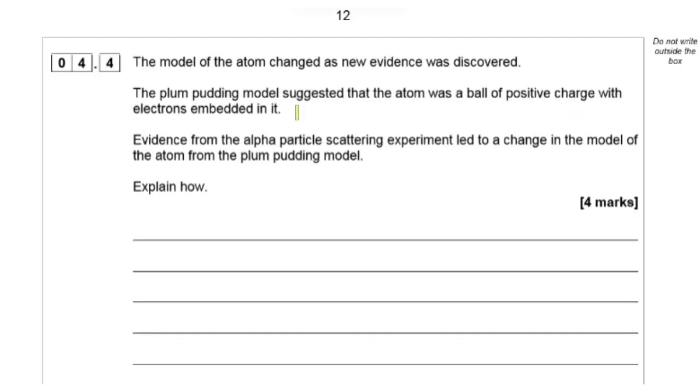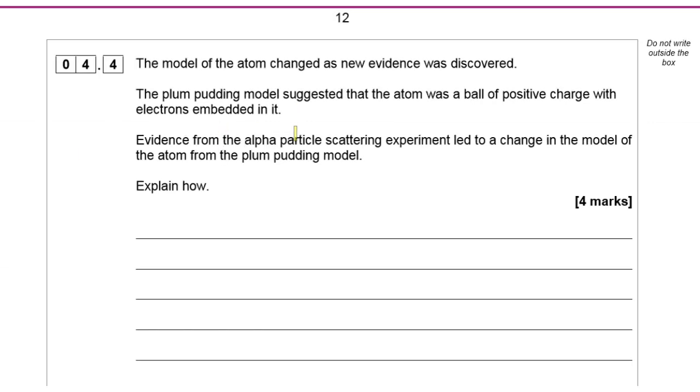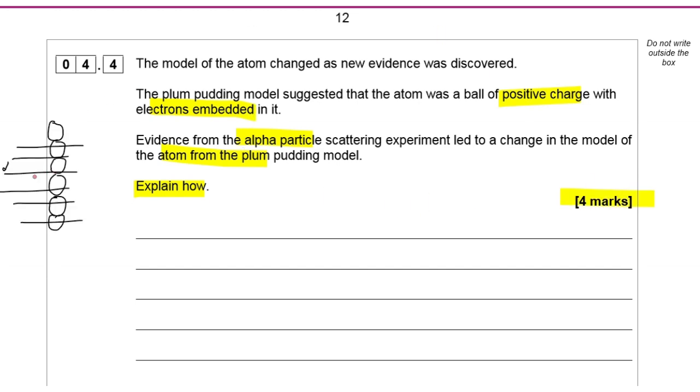The model of the atom has changed as new evidence was discovered. The plum pudding model suggested that the atom was a ball of positive charge with electrons embedded in it, like the fruit in a pudding. Evidence from the alpha particle scattering experiment led to the change in the model of the atom from the plum pudding model. So let's just highlight some of the key phrases, and remember we have to explain how this model took over for 4 marks. Explain how. And this is a 4-mark question. This is a question you often get, and basically it's asking you to compare the two models.